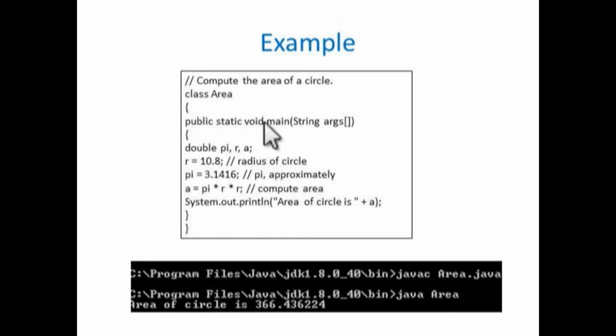If the range is very high, we can move on to double. Here I am just assigning a radius to a variable r and the pi value, that is 3.142, and I am applying the area of the circle formula, and finally I have shown the result on the screen. So this is the result of this code.